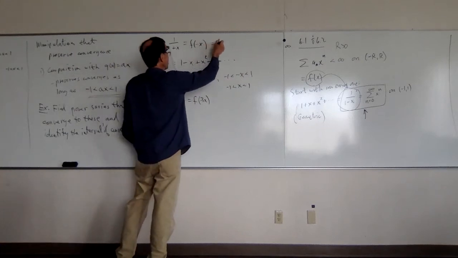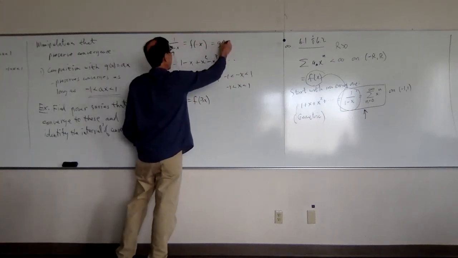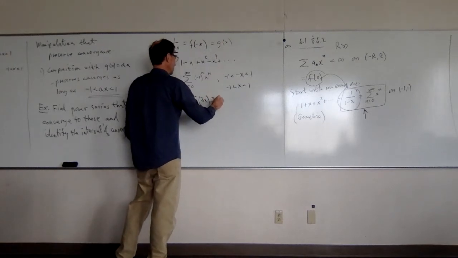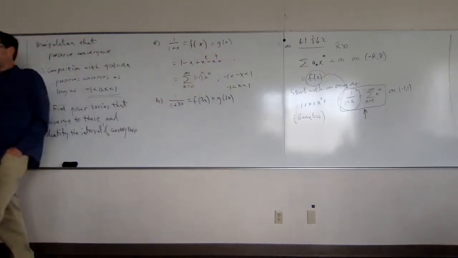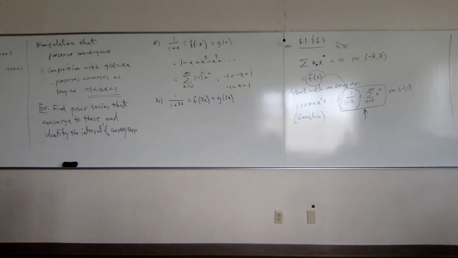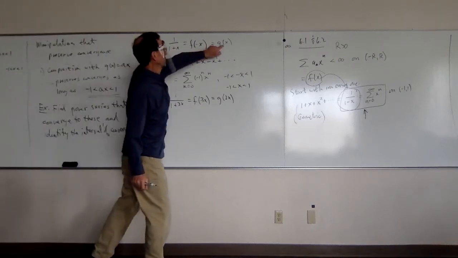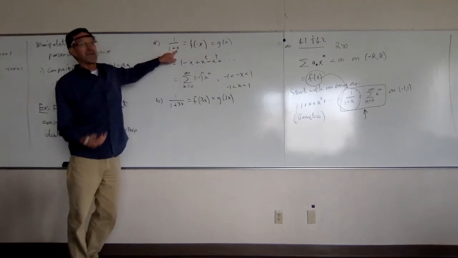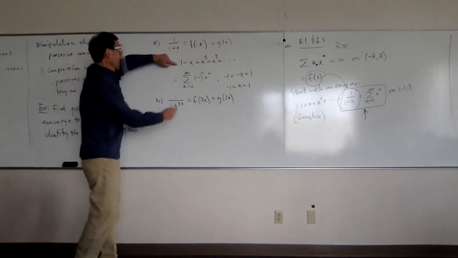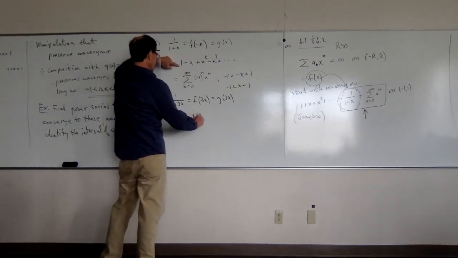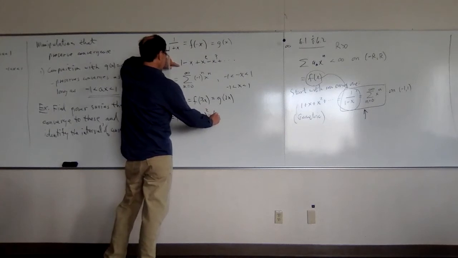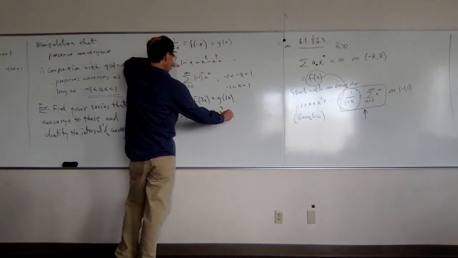Or I could call this function g, and then this is just g of 3x. This has the minus sign already built into it. Either way, we can go. And so, like Will said, let's use the g form. We're just going to replace x with 3x. Okay, so we get 1 minus 3x plus 3x squared minus 3x all cubed, and so on.